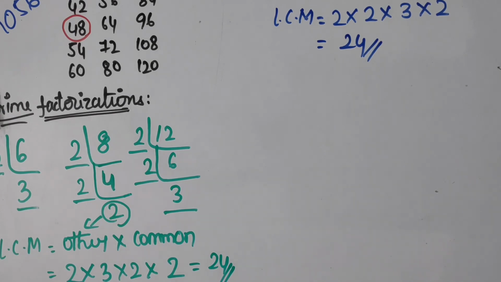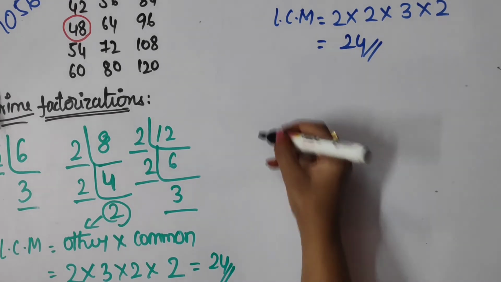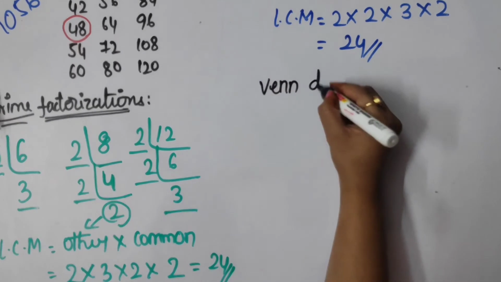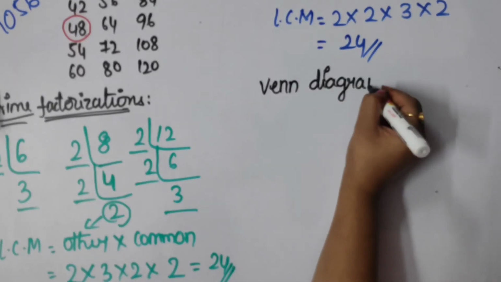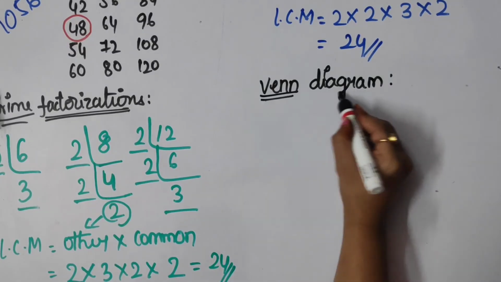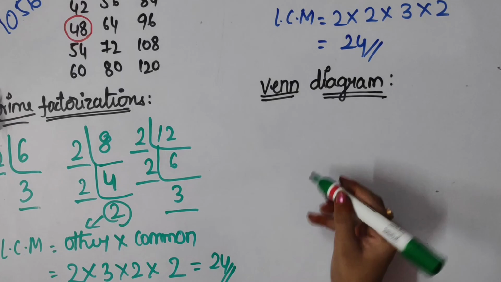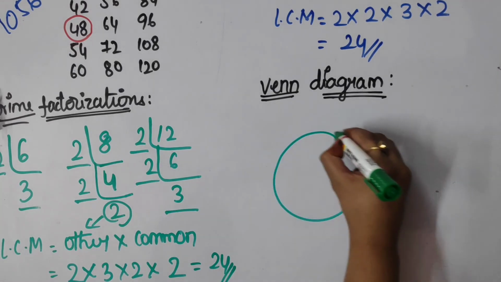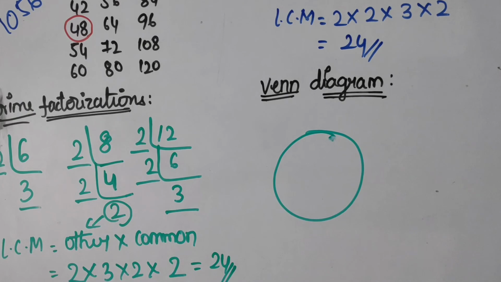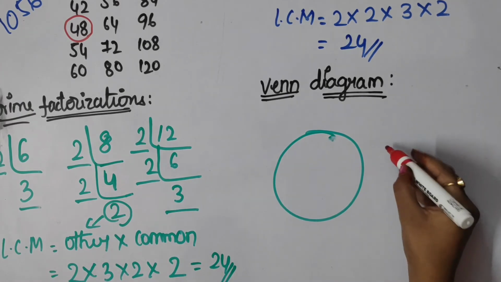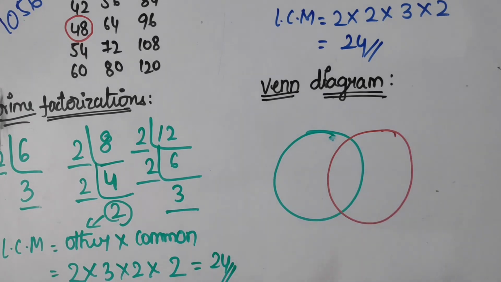Now let's learn the last method, which is Venn diagrams. I always believe that learning any topic with a diagrammatic representation makes learning even easier. So that's the reason I always prefer learning in a diagrammatic way, and I'm going to tell you this way. Now let's take 3 circles: 6, 8, and then 12.